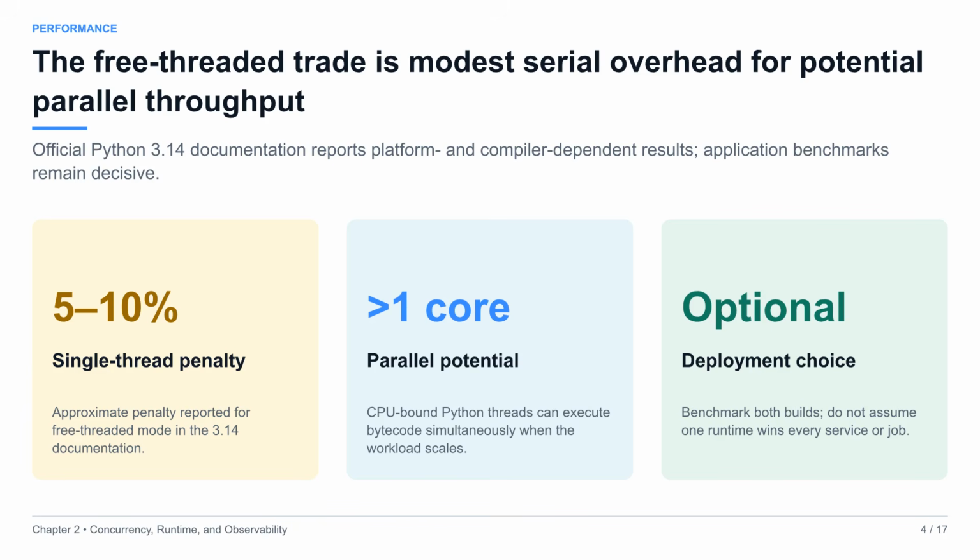Free-threaded mode is a trade. Python 3.14 documentation reports roughly 5 to 10% lower single-thread performance than the conventional build, depending on platform and compiler. In exchange, well-designed central processing unit-bound threads can use multiple cores without the GIL serializing bytecode execution. Real scaling is limited by contention, memory bandwidth, task granularity, and native code. A service dominated by one request thread may pay overhead without receiving throughput. A batch workload with independent tasks may gain substantially. Benchmark latency, throughput, memory use, and tail behavior using production-like dependencies before selecting a runtime.